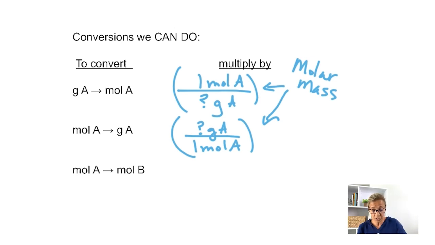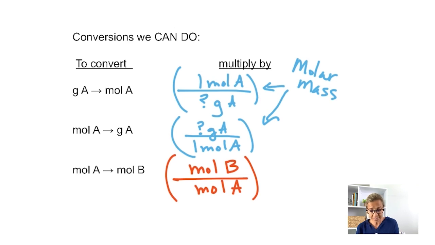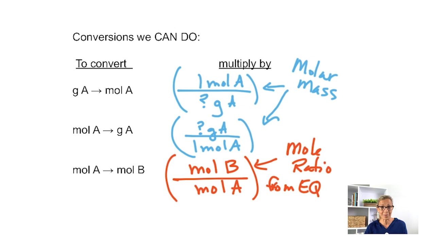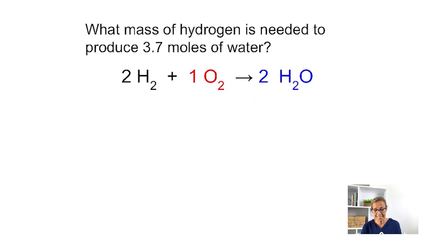All right, and then the new ratio that we've learned is our mole ratio. If we have moles of A and we're going to moles of B, we'd multiply by the ratio of moles of B to moles of A. And where does that come from? This is what we call the mole ratio, and this comes from the balanced chemical equation. All right, so we've got two tools now. We just have to figure out when to use them. We've got molar mass, good for conversions, and we have mole ratios, which are good for other conversions. So let's do an example problem.